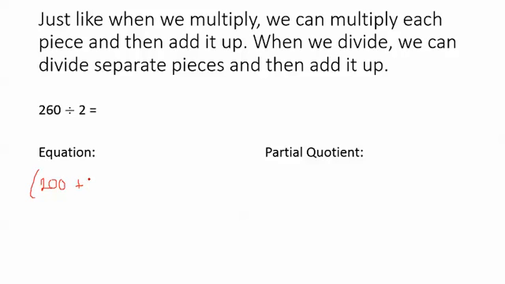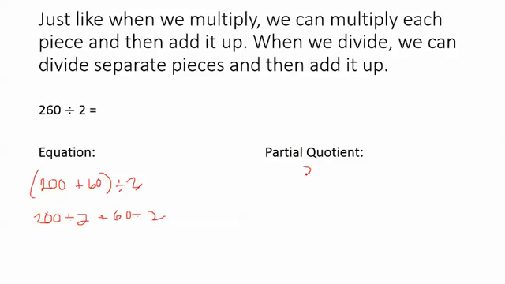200 plus 60 divided by 2. So really, we're just substituting 260, right? But now we use the distributive property. We use this partial products. We can divide the 200 by 2 and the 60 by 2, just like Jason had his money, and he divided the 800 and then the 40, right?